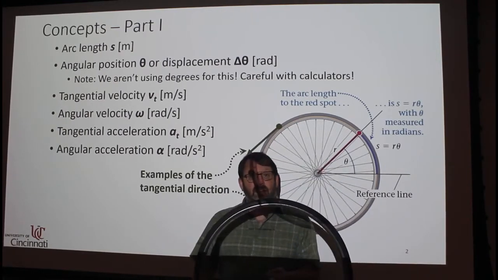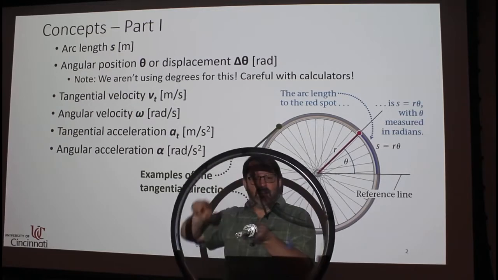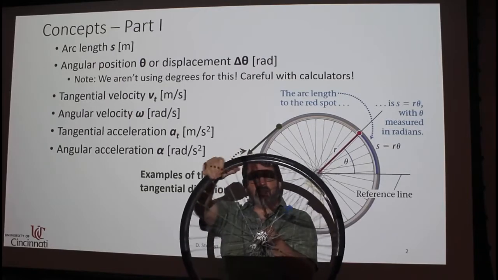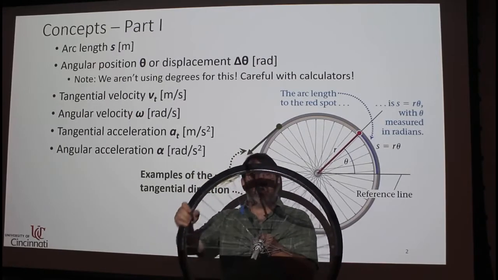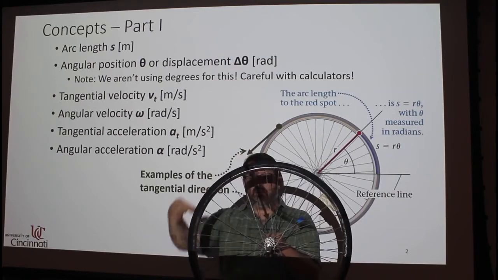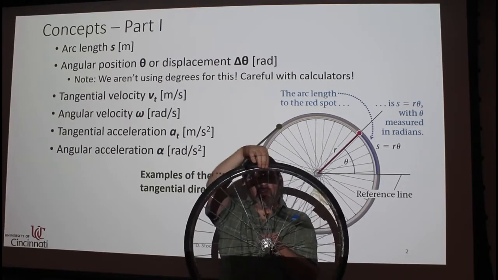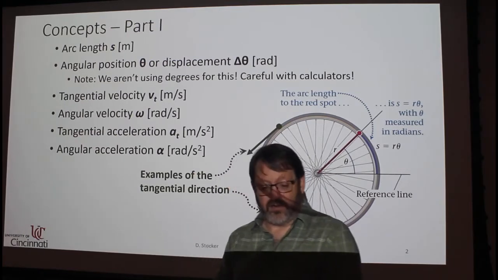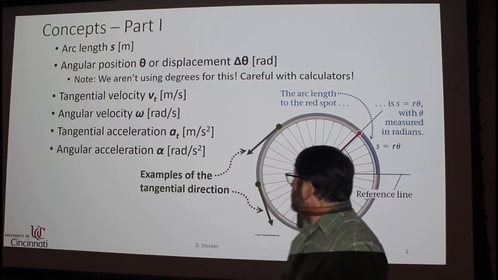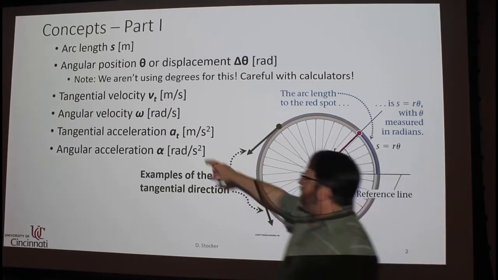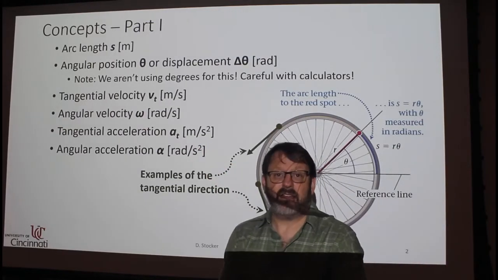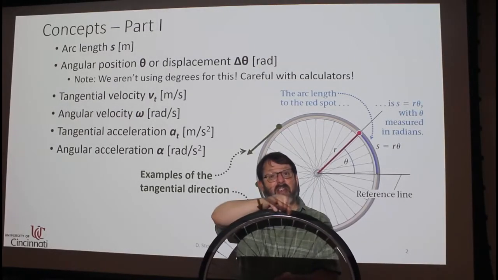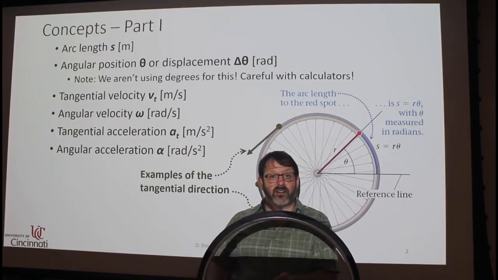Then we have angular velocity. So angular velocity is a number of radians per second. So if something is spinning and it moves 1 radian, so 1 radian is about from here to here, if it moves 1 radian in 1 second, that is 1 radian per second. That is the angular velocity. Tangential acceleration, again, is a linear quantity. Tangential acceleration is the change in tangential velocity over time.